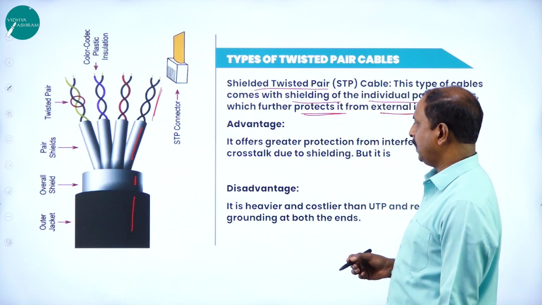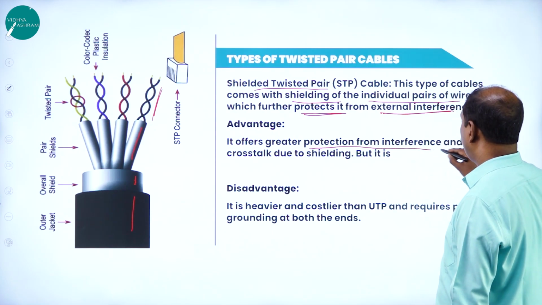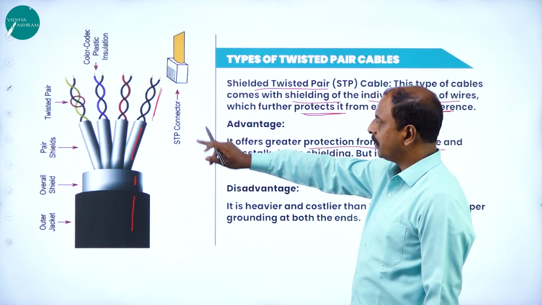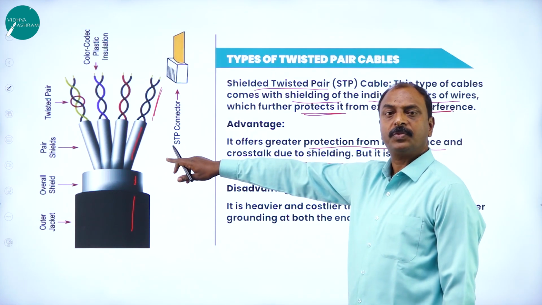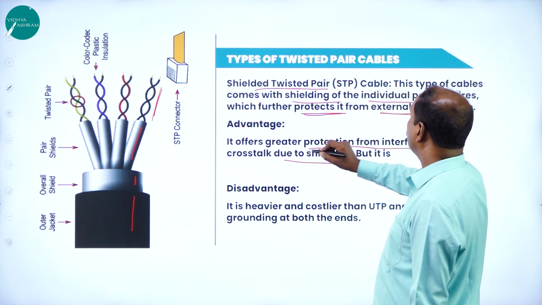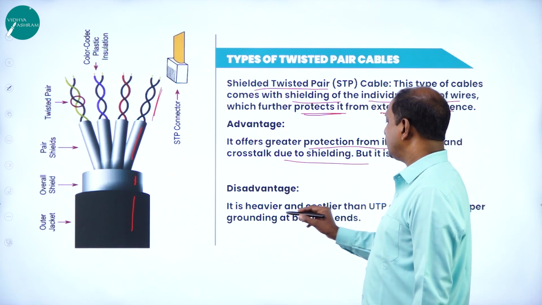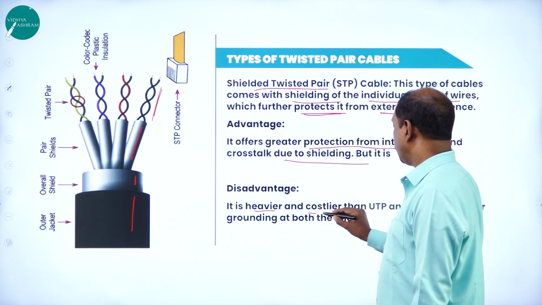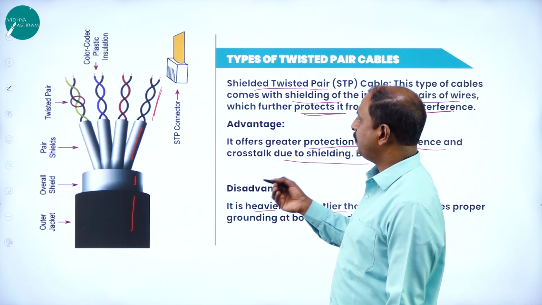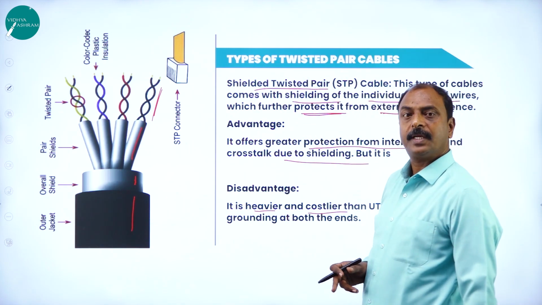This is STP, and the advantage is that it offers greater protection from interference and crosstalk due to shielding. As it has more shielding, the protection is more. The disadvantage is that it is heavier and costlier as compared to UTP cable. So these are STP and UTP cables, the types of twisted pair cables.